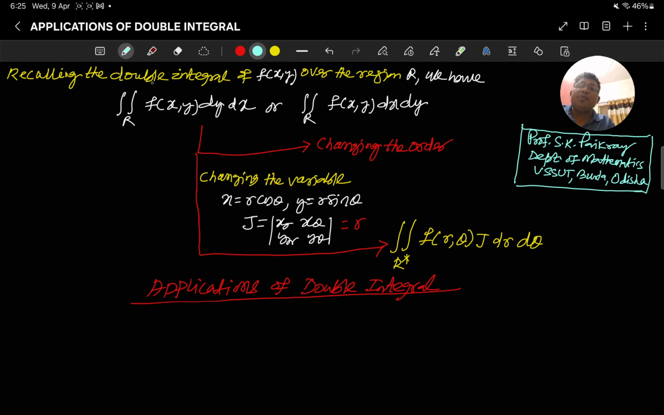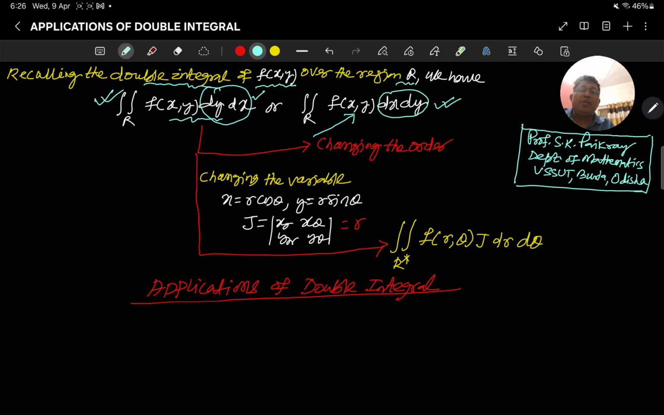Now recalling the previous lectures, the double integral of a function f(x,y) over the given region R is double integral over R of f(x,y) dy dx. Now if we want to change the order of the integral, we write dx dy, then accordingly the limits will be changed as I have discussed in the previous lecture. So this is by changing the order of the integral. This representation or this representation, both will give the same answer.